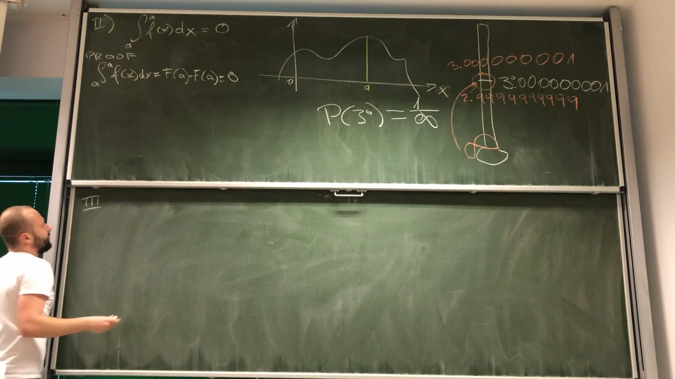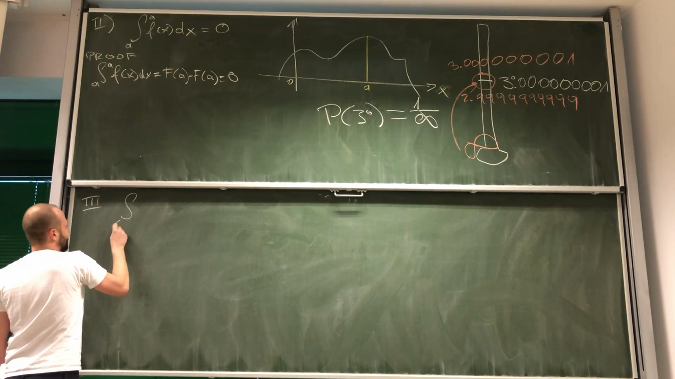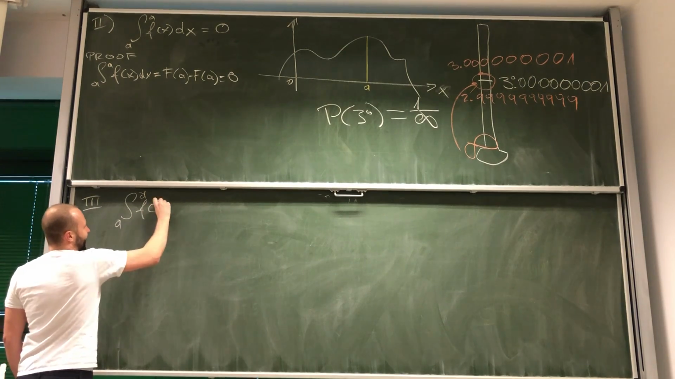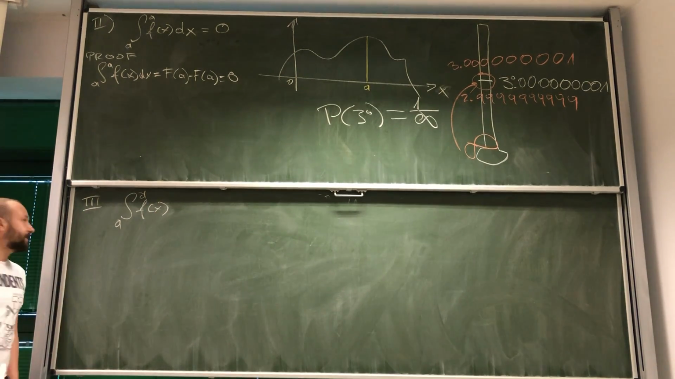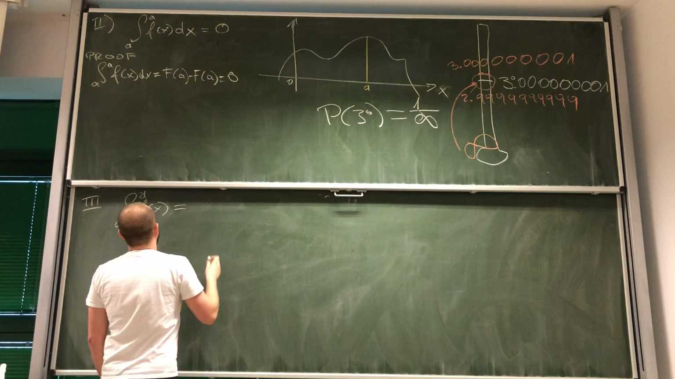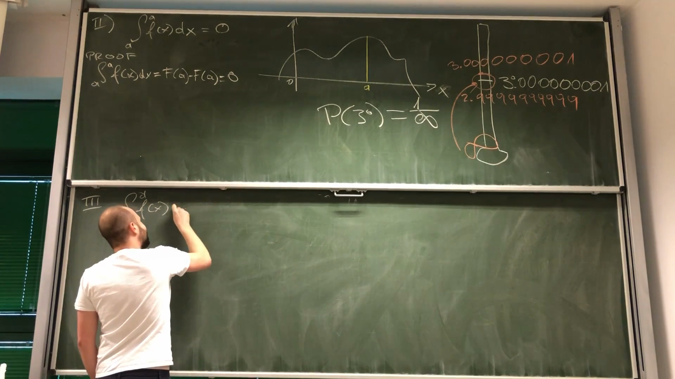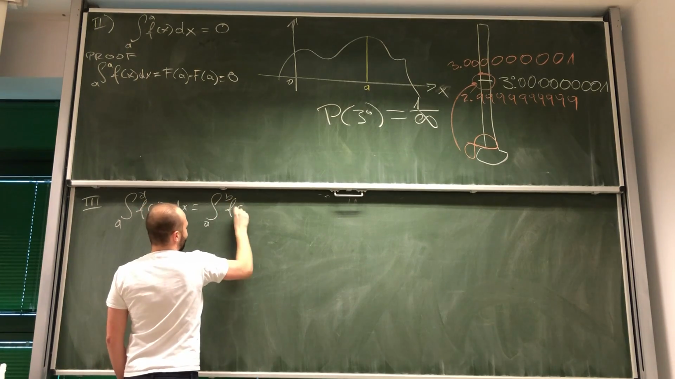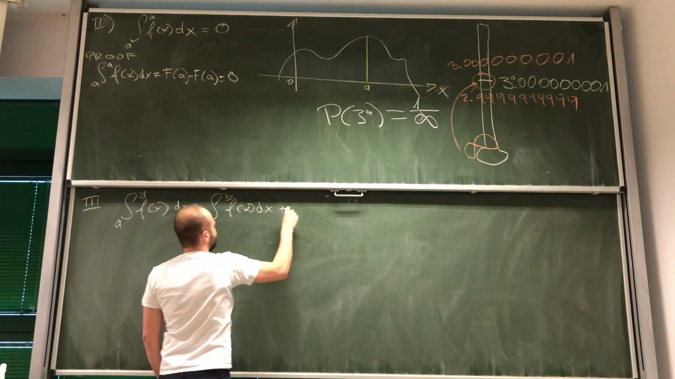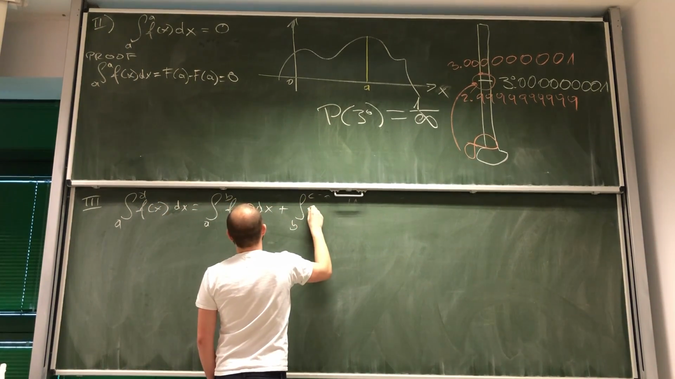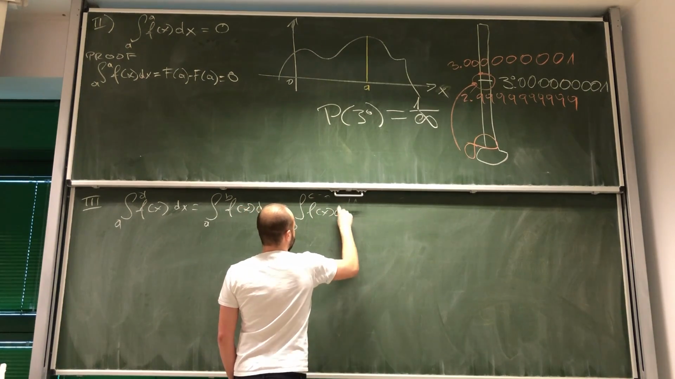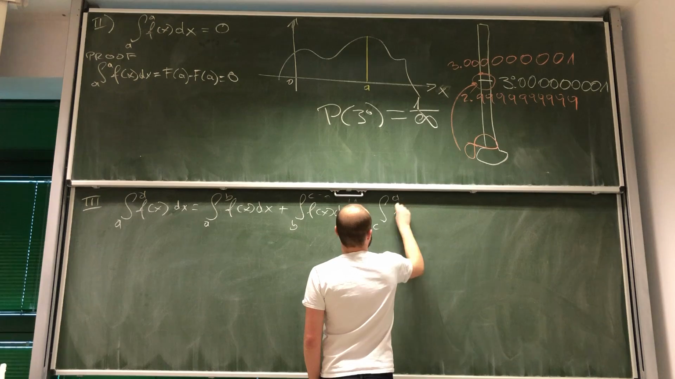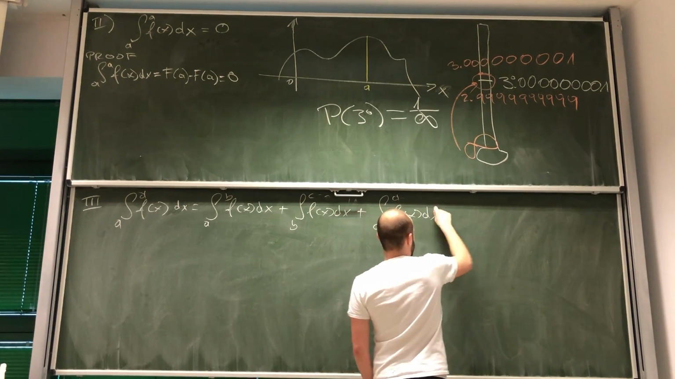Property number 3 basically says that the integral from a to d of f of x dx is equal to the integral from a to b of f of x dx plus the integral from b to c of f of x dx plus the integral from c to d of f of x dx.